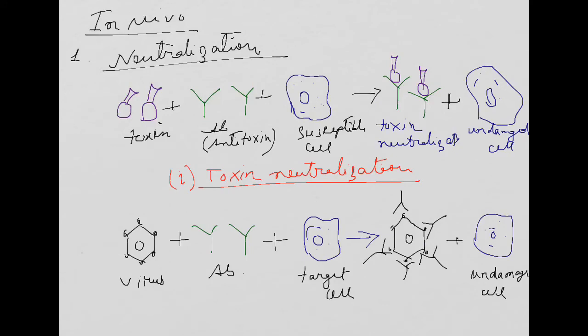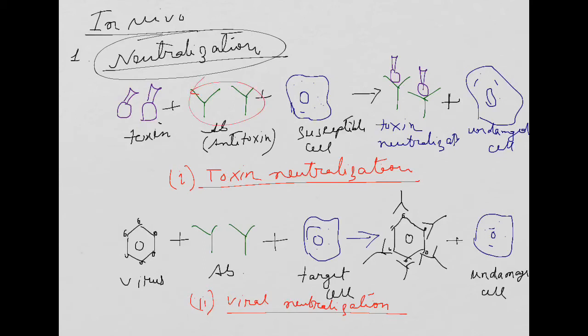So there are different types of in vivo reactions, as I've already told. First is your neutralization reaction. Neutralization reaction can be of two types: toxin neutralization and viral neutralization. In case of toxin neutralization, these are neutralizing antibodies that are capable of binding to toxins produced by various pathogenic organisms. Okay, these antibodies are called antitoxin or neutralizing antibody.